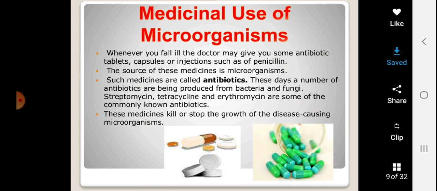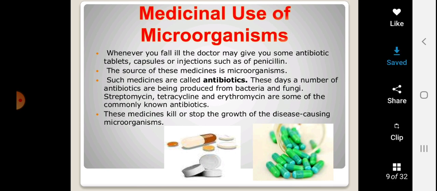These antibiotics are available in the form of tablets, capsules, and injections of penicillin. The first ever antibiotic was prepared from a fungus known as penicillin. Such a source of medicine is a microorganism, and such medicines are also called antibiotics. These days a number of antibiotics are being produced from bacteria and fungi, as they are quite less harmful than other microorganisms. Streptomycin, tetracycline and erythromycin are examples. They are commonly known antibiotics given to adults or children when they sneeze or cough.